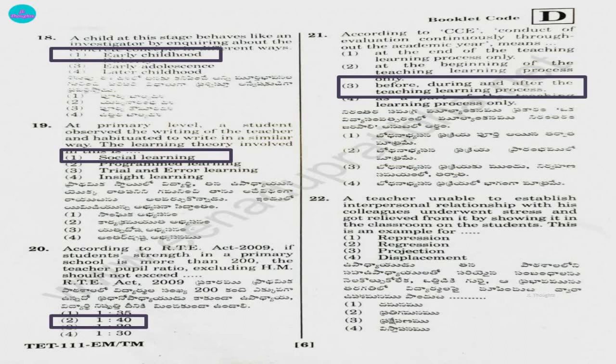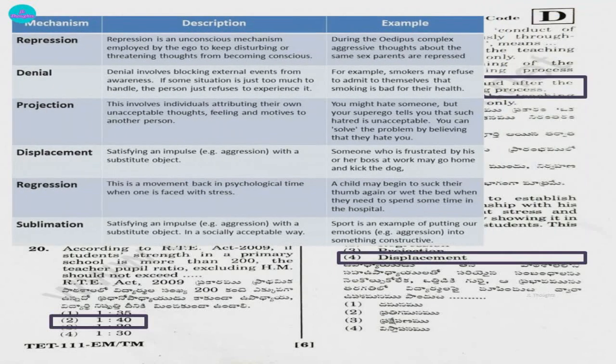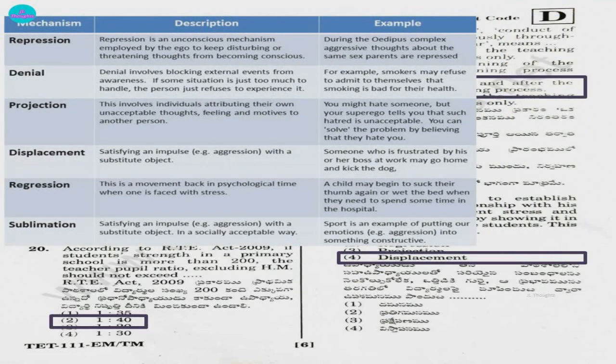Question number 22. A teacher unable to establish interpersonal relationship with his colleagues underwent stress and got relieved from it by showing it in the classroom on the students. This is an example for repression, regression, projection, displacement. And here the answer is option 4, displacement.